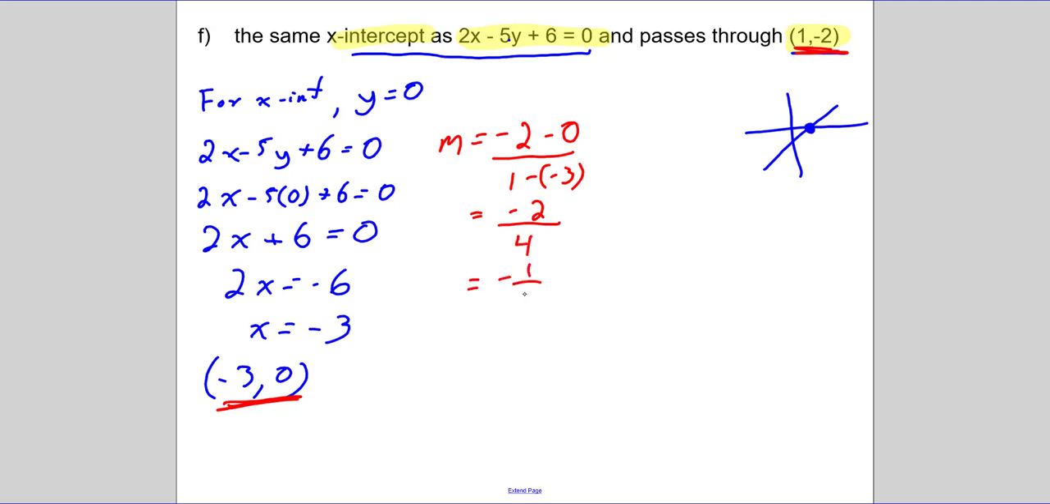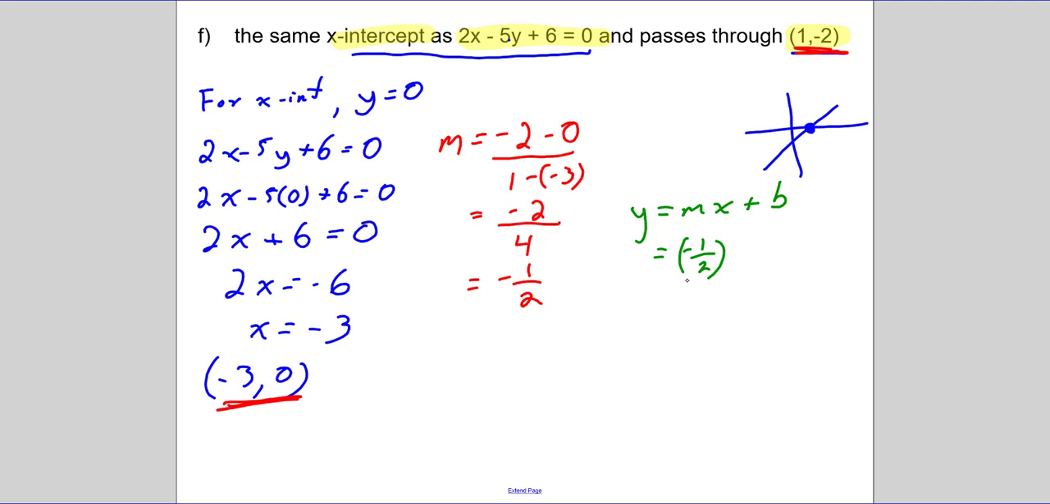So this is negative 1/2 or negative 0.5. Again, I prefer fractions, so let's leave it as a fraction. Now that we have our slope, we can solve for our y-intercept. We do that by looking at our general equation of the line. We can plug in our slope of negative 1/2, and then we can plug in a point.